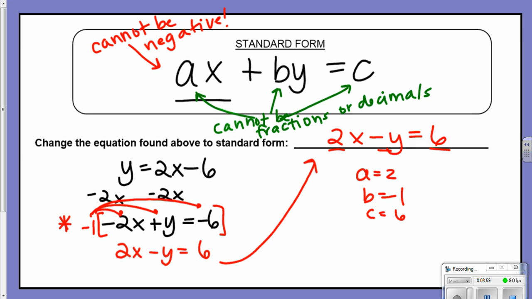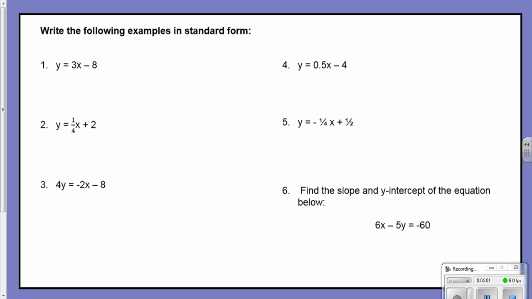Alrighty? So let's just practice. Number 1, change it to standard form. I'm going to start by subtracting 3x from both sides. So I've got negative 3x plus y equals negative 8. Almost perfect, except that I can't have a negative for my a coefficient. So I'm going to take this whole thing, multiply it by negative 1. So I get 3x minus y equals positive 8.